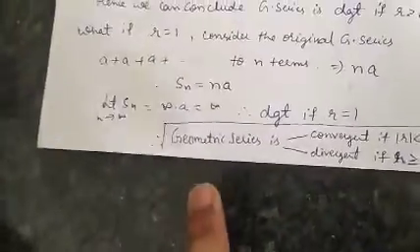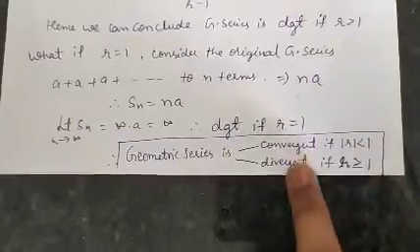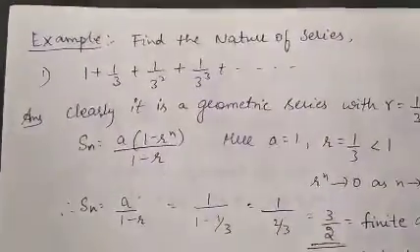So what is the final conclusion? Geometric series is convergent if r is less than 1, and geometric series is divergent if r is greater than or equal to 1. Okay, now we will see one problem regarding this example.